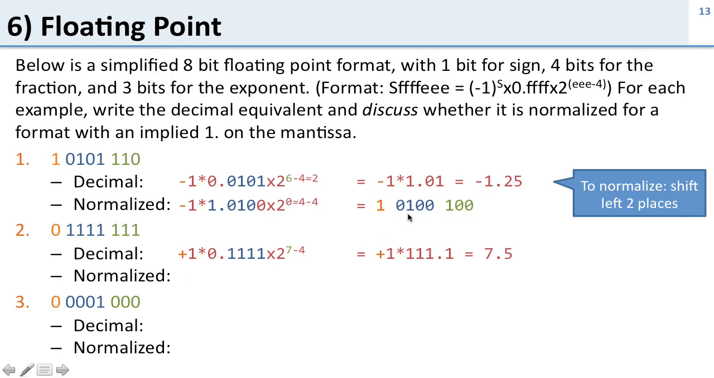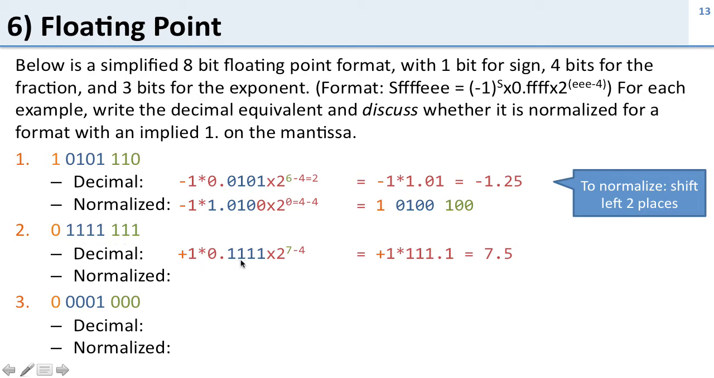Oh, I'm sorry, this isn't the normalized version. The normalized version would have, sorry, no, this is the normalized version, my mistake. You don't see the first 1 here. You see what happened with my mantissa here is I shifted it over, but I don't keep the first 1 in the representation here because there's an implied 1. Let's take a look at the next value here.